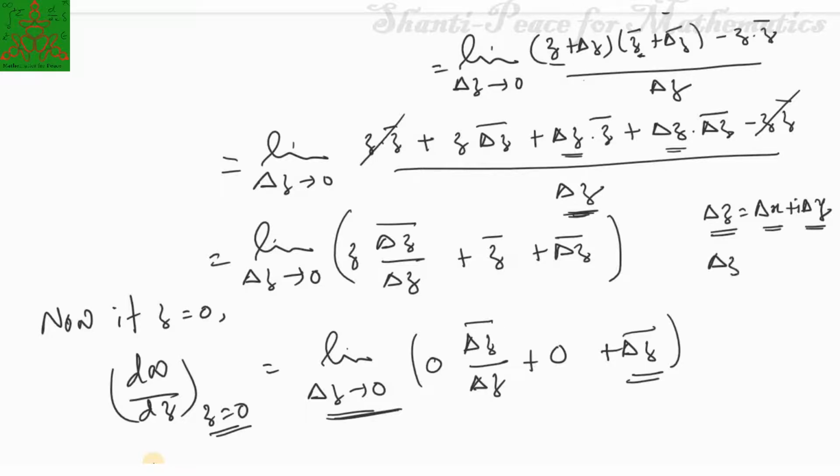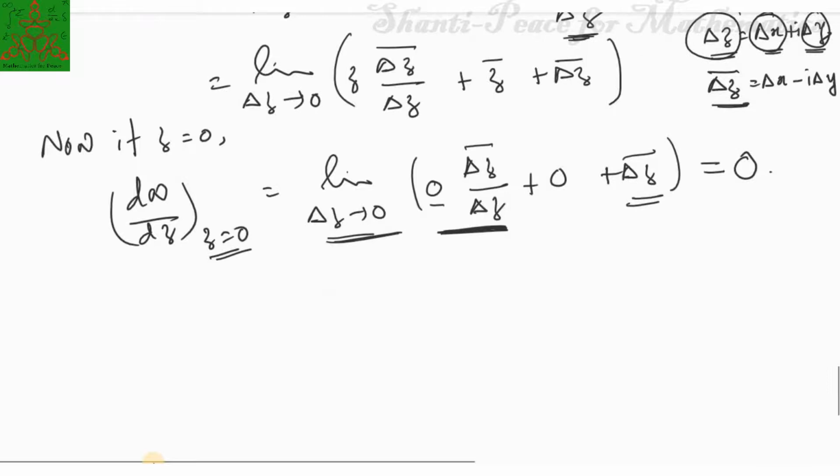So what is delta z bar? It is delta x minus I delta y. If this tends to 0, that means delta x tends to 0 and delta y tends to 0, so delta z bar tends to 0, and 0 into some quantity is 0, so finally you will have 0. So at z equal to 0 the limit exists, so we can say that f is differentiable at the point z0. Now what will happen at non-zero points?